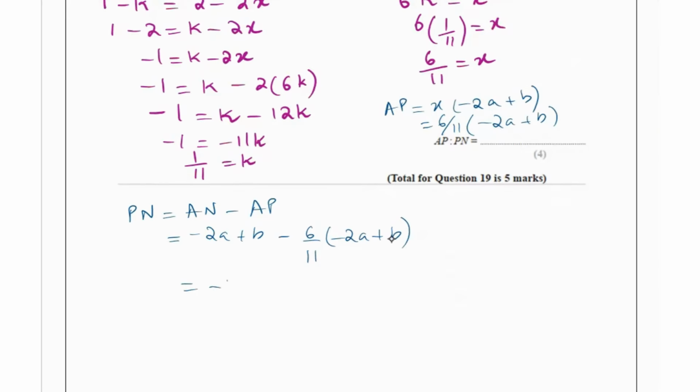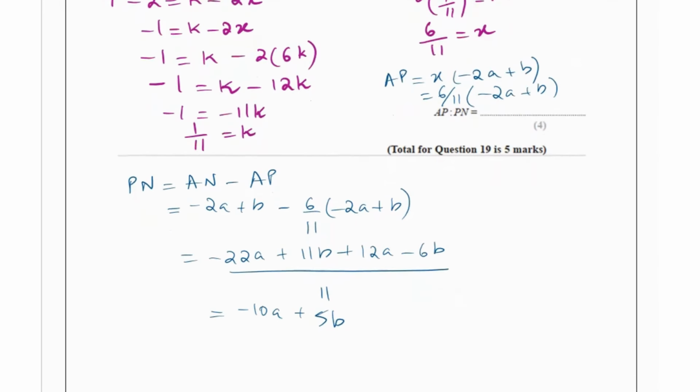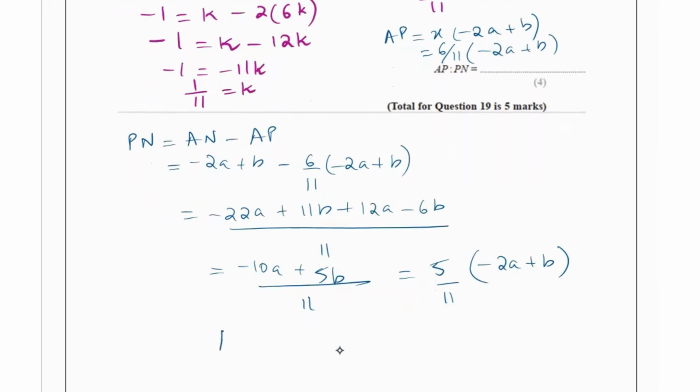So if you subtract the two, negative 22A plus 11B plus 12A minus 6B over 11, which is going to be negative 10A plus 5B. So we can clearly take 5 common over here. So that's going to be 5 over 11 and bracket negative 2A plus B. So we can clearly see that PN is 5 over 11 of AN, which means AP is to PN is 6 is to 5. That is your ratio.